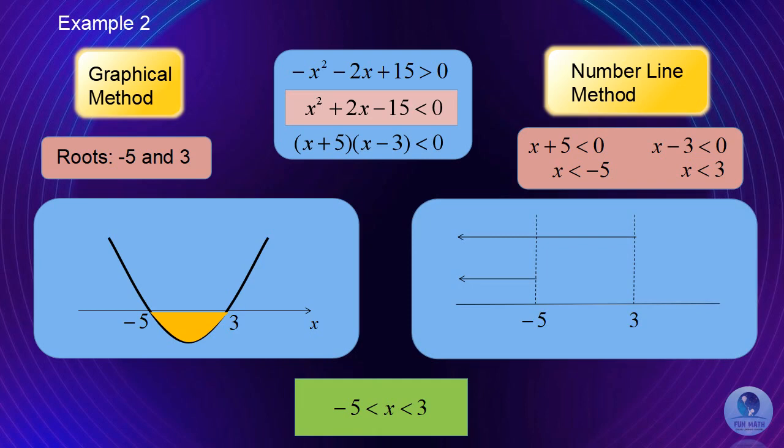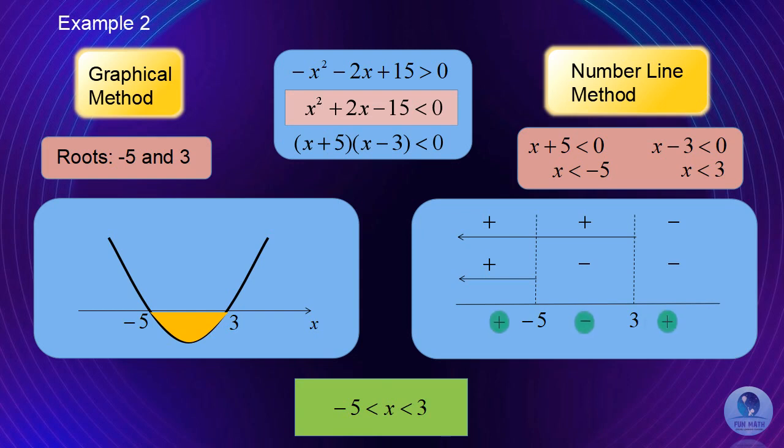After that, draw the number line which consists of roots negative 5 and 3. Then you need to draw two arrows which are x lesser than negative 5 and x lesser than 3. Remember, the arrows will carry the positive sign. Meanwhile, the region without an arrow will carry the negative sign.